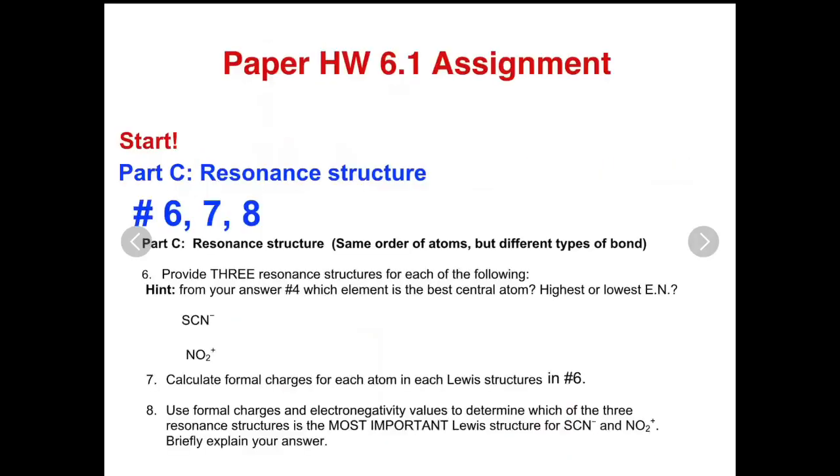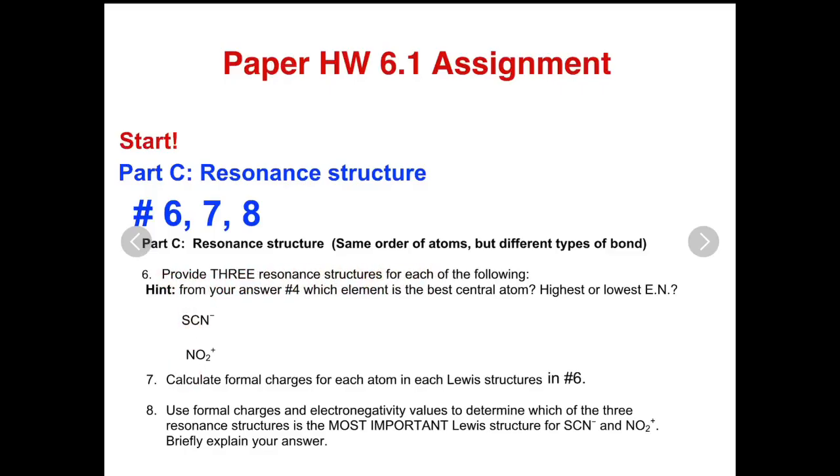Okay. All right. So up until this point, you should be able to start working on paper homework 6.1 part C. Okay, number 6, 7, 8. So you should be able to start working on those now. So for number 6, that is the hint here. You are going to provide 3 resonance structures for each of the following.